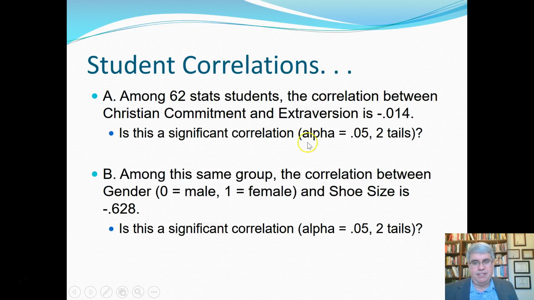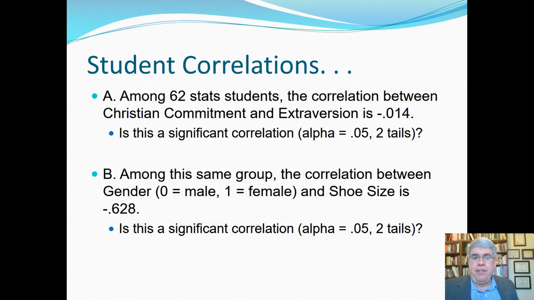Now, what did we have? We had minus 0.014, which is really small. So the absolute value is like 0.01, and we needed 0.25. So we have to retain the null hypothesis that there's no relationship between Christian commitment and extraversion.